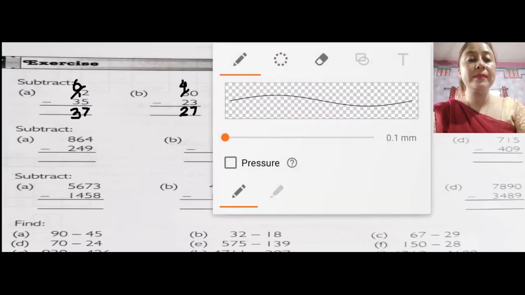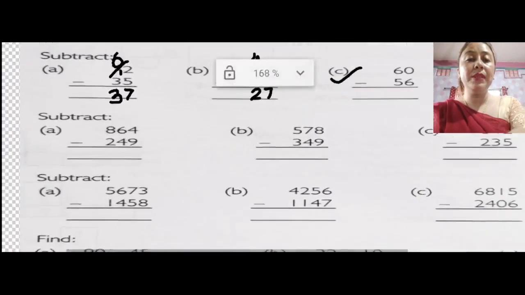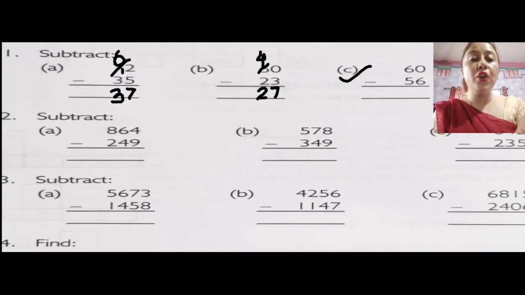Now next, let me do number 2A. Okay, so you can see here 4 minus 9. 9 cannot be subtracted from 4. So you will make it 14. In order to make it 14, we will bring 1 from 6. So 6 minus 1 will be 5. So 14 minus 9: 9, 10, 11, 12, 13, 14. The answer is 5. So 5 I will write here. And 5 minus 4, we know that is 1. And 8 minus 2 is 6. So the answer is 615.